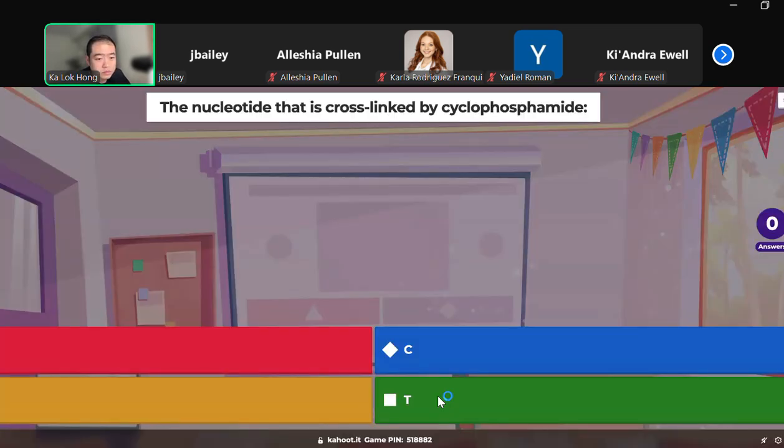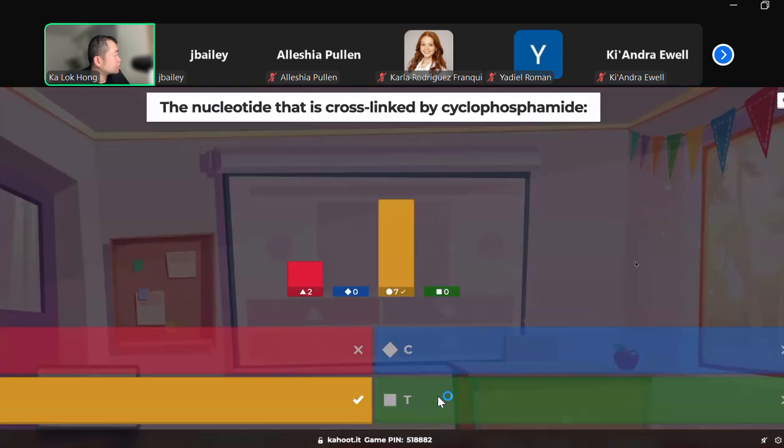Again, so it's going back to cyclophosphamide. Like guanine, yes, guanine is being linked together, the two chains being cross-linked together.